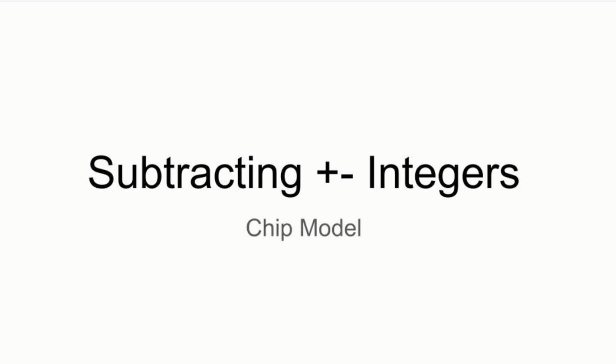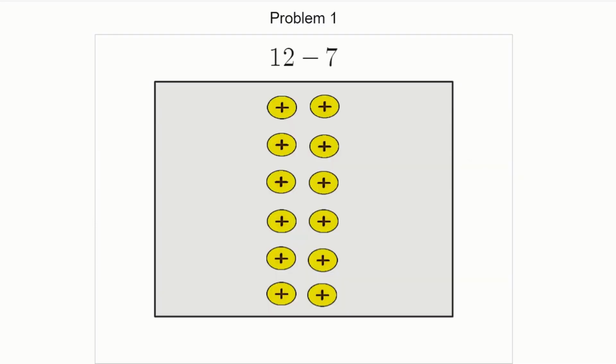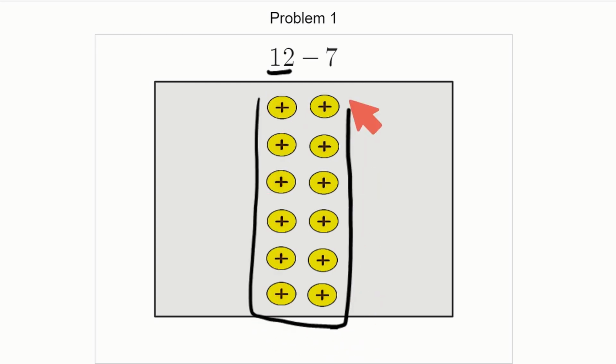Subtracting positive and negative integers. Let's take a look at our first problem. We have 12 minus 7. The way we can represent positive numbers is by using these yellow chips here. So, for example, 12 can be represented by 12 of these yellow chips.